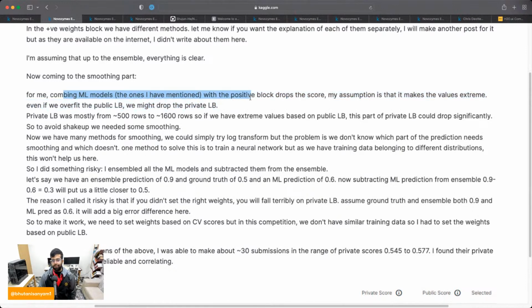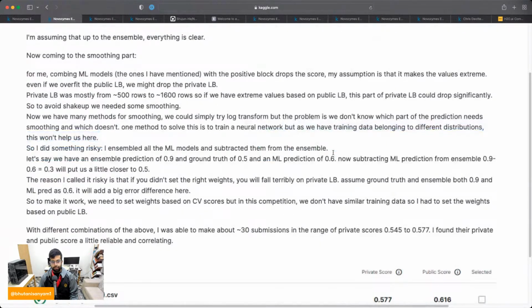Combining ML models with positive blocks dropped his score. And his assumption was that it makes the values extreme. And even if he would have overfitted to the public LB, that would have caused dropping in the private LB. So to avoid shakeup, he assumed you needed some smoothing. You could simply try log transform, but the problem is we don't know which part of the prediction needs smoothing and which one doesn't. One method to solve this is to train a neural network, but as you have training data belonging to different distributions, that won't help.